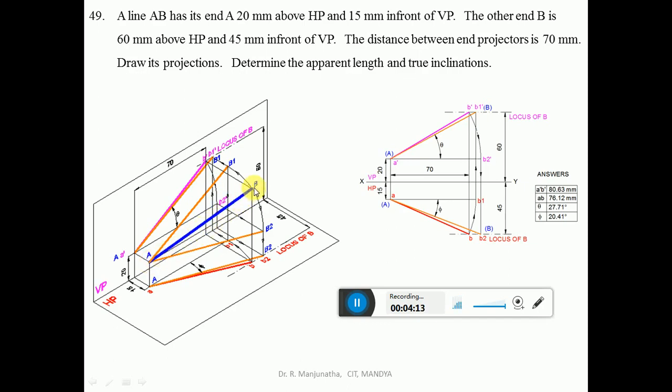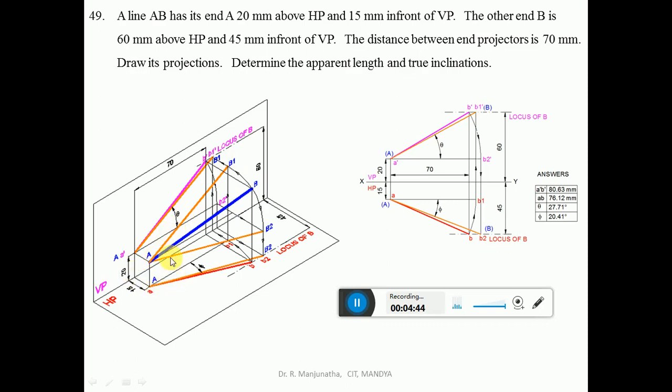Take the radius AB and rotate the point B such that the point B is made to be in front of VP by 15 mm, but still that line should be above HP by 60 mm. So with A as center, by taking the radius AB, rotate the point B such that B is also in front of VP by 15 mm, so that AB1 will be in front of VP by 15 mm.